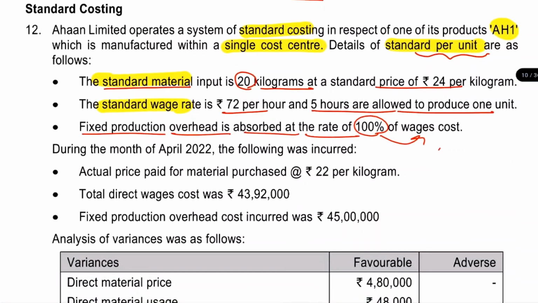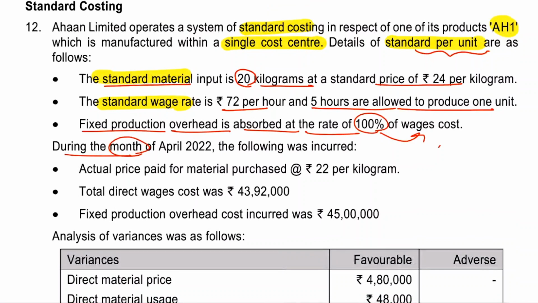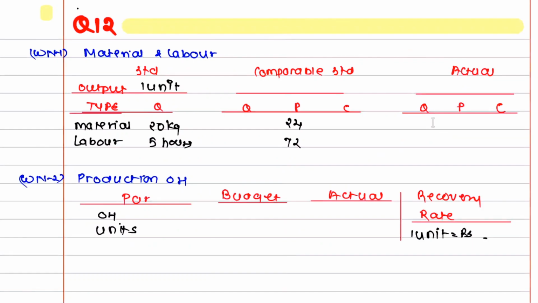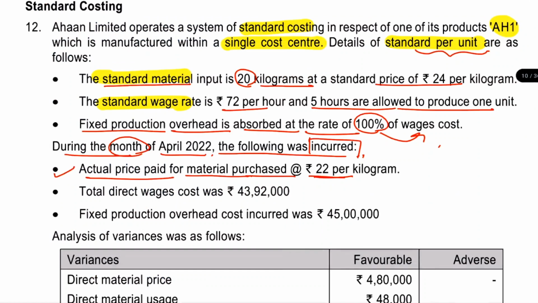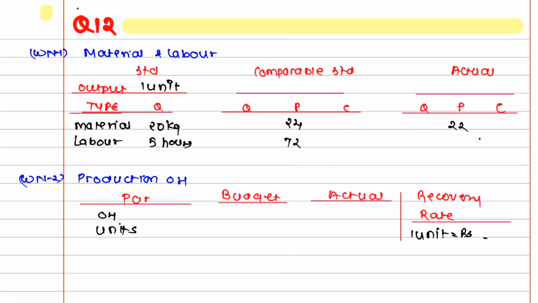Again, during the month, now the data is given for 1 month, April. The following has been incurred. So this is which data? Standard or actual? Incurred, right? So it is actual data. Actual price paid for material purchased is 22 rupees. So you have actually purchased material at what price? 22. Okay. The total wages cost. This is not rate per hour. This is total cost, which is 43 lakh 92,000. So that is given, 43 lakh 92,000.